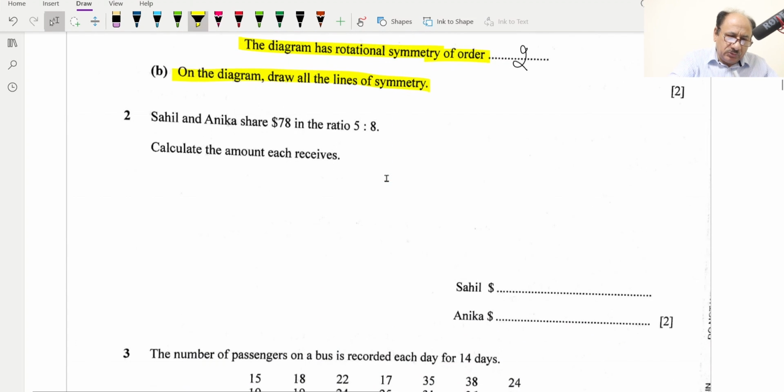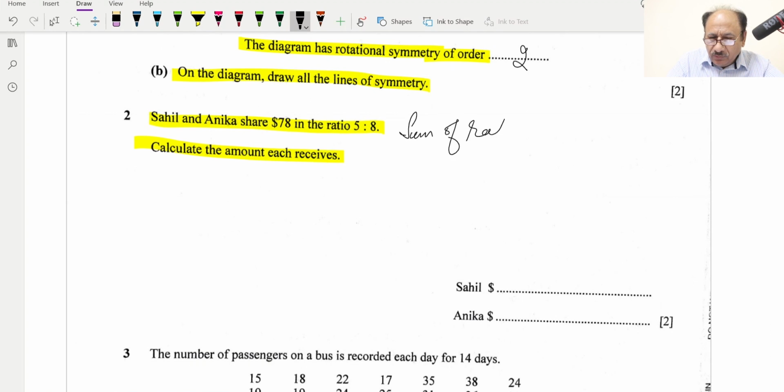Question number 2. Sahil and Anika share $78 in the ratio 5 to 8. Calculate the amount each receives. So $78 is divided among the two people. First we write the sum of ratios, which is 5 plus 8, which is equal to 13. And now we can find the shares.